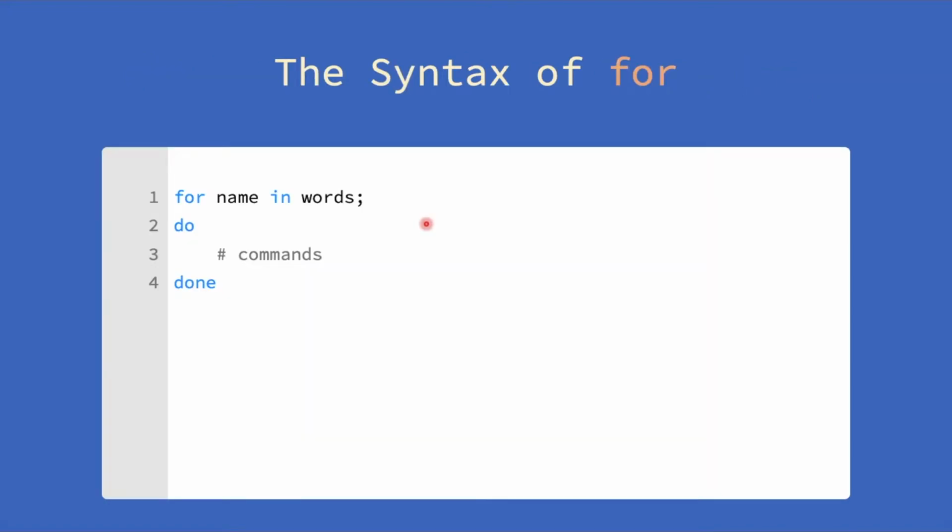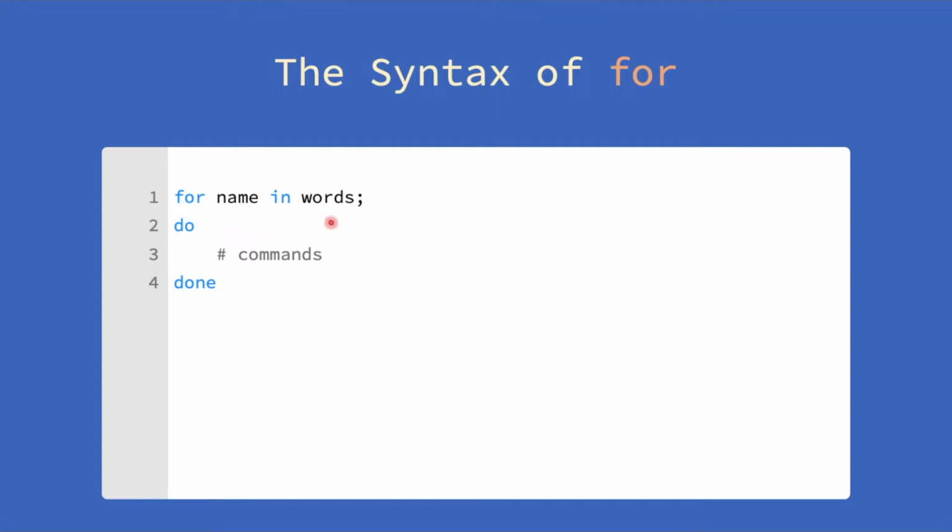Now, take a look at the actual syntax of for. First, we write down the keyword for, and then a name variable. In each turn of the for loop iteration, Bash will pick one value sequentially from the words you gave and assign it to the name variable. You can rename the name variable to fit its purpose to make it more readable.